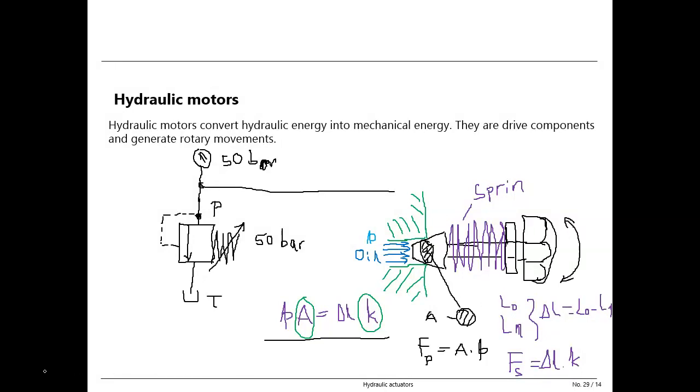Okay, so the pressure relief valve, this is the function of the pressure relief valve. How does it work?